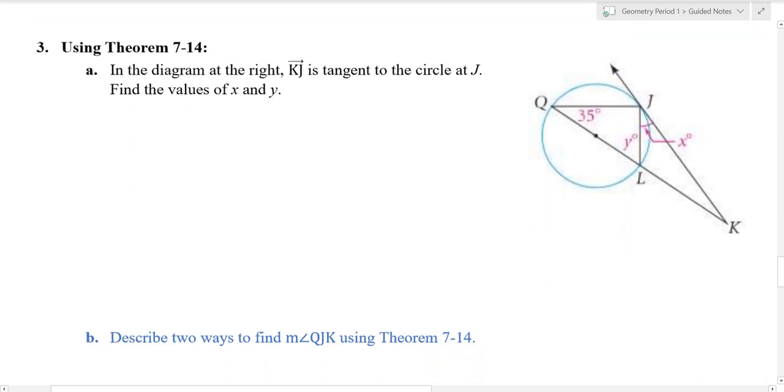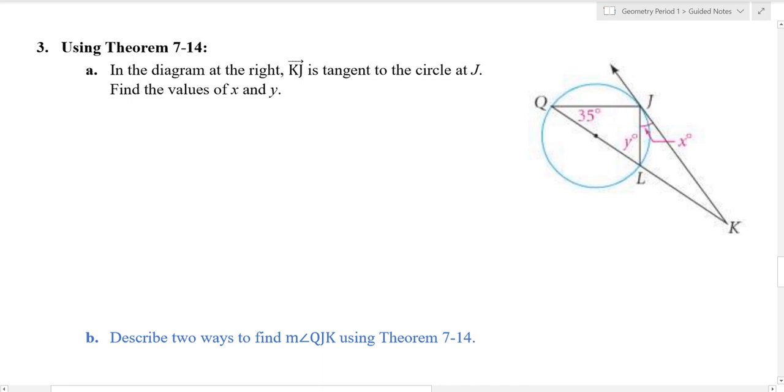Okay, using Theorem 7.14. In the diagram here on the right, KJ is tangent to the circle at point J. Find the values of x and y. So let's take a look at how this would actually work.